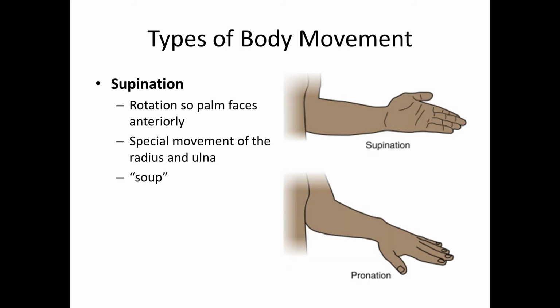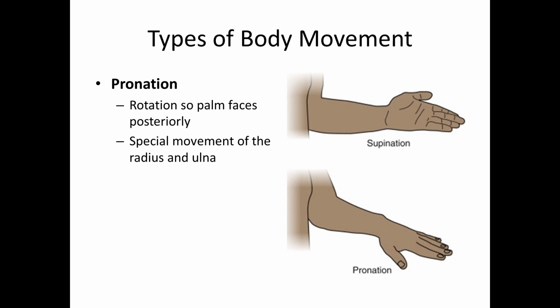If we're looking at some different movements that we can see within the hand, we have supination, and this is where we are going to rotate so our palms face anteriorly or up. This is a special type of movement when the radius and the ulna are going to rotate around one another. And you can think about it as you are trying to have someone put some soup in your hand, you show them your palms. So supination, palms face up.